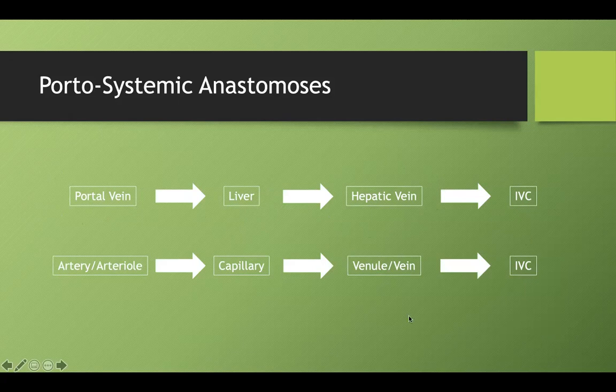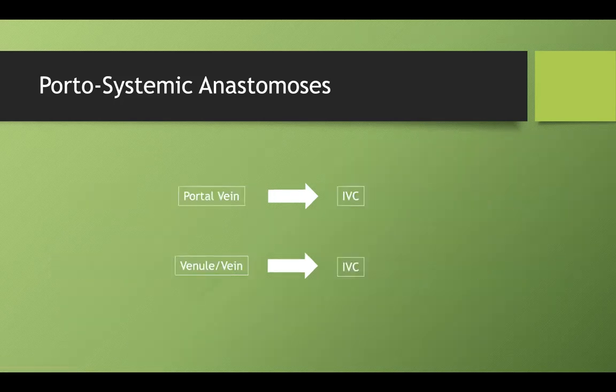On the other hand, systemically, you'll have your classic artery that becomes an arteriole. Those drain into capillaries, which drain into venules. Those go into large veins and ultimately into the IVC. So what I'm going to do now is simplify this. Our portal vein ultimately drains into our IVC, and all of our other systemic venules and veins also drain into the IVC.